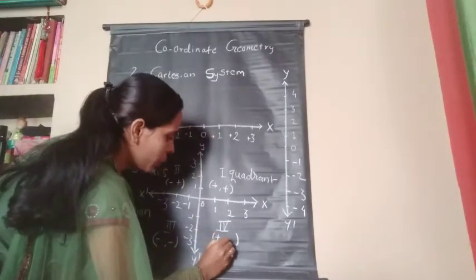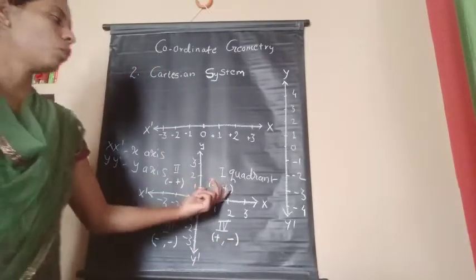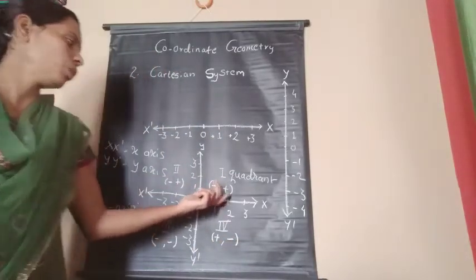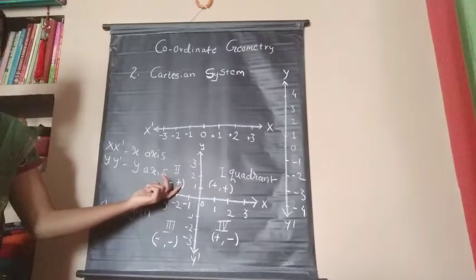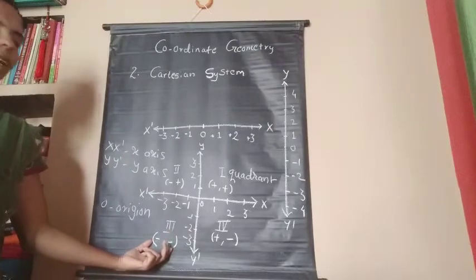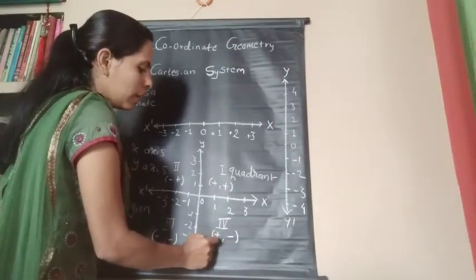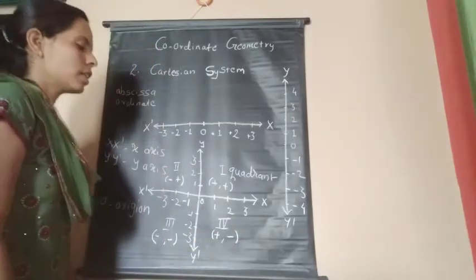So first we are going to write positive and then negative. So in the first quadrant, both values of x and y are positive. In the second quadrant, the value of y is positive, but x is negative. In the third quadrant, both values are negative. And in the fourth quadrant, the value of x is positive and the value of y is negative.